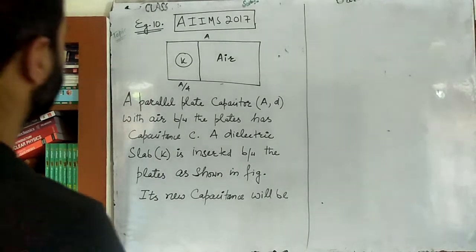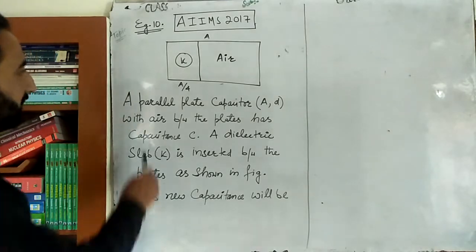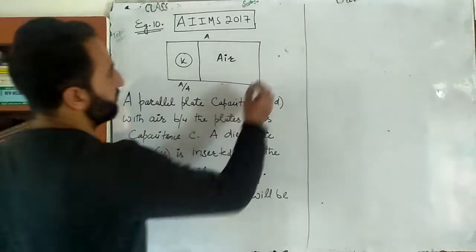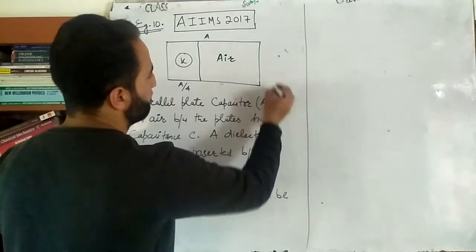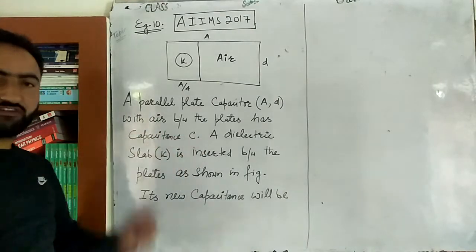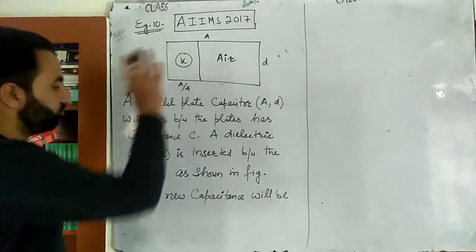Okay, one more question, example number 10, asked in AIIMS 2017. Now the question is like this: a parallel plate capacitor whose area is A and the separation between the plates is D. Area of the plates is A and separation between plates is D, like this. Then air between the plates has capacitance C. Now a dielectric slab K is inserted between the plates as shown in the figure.